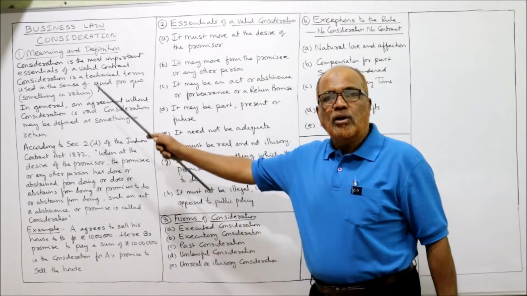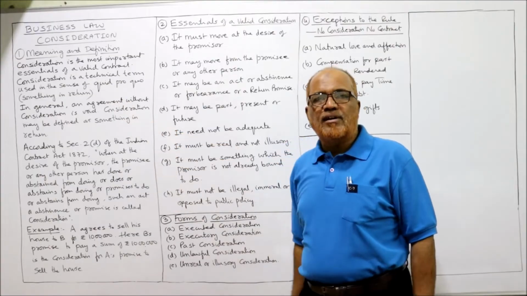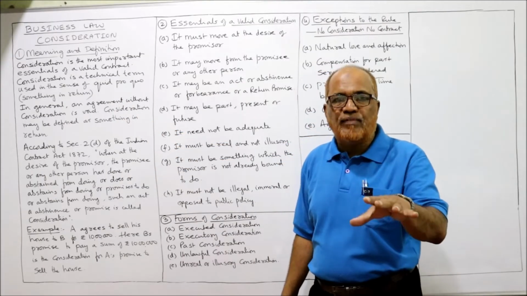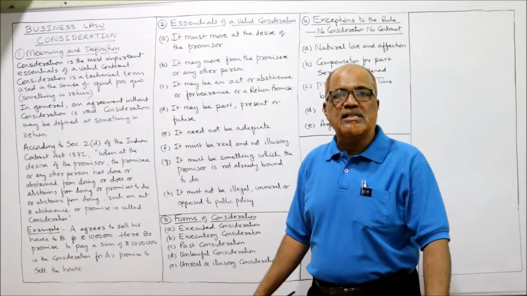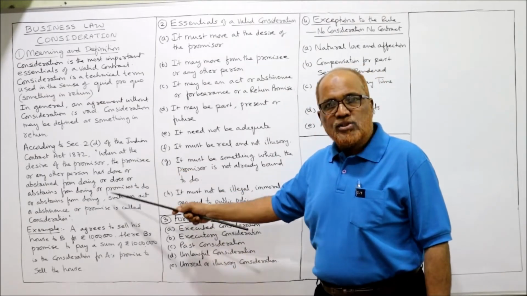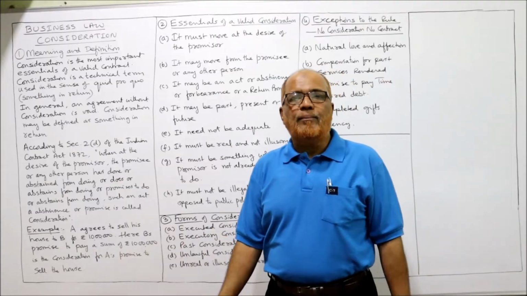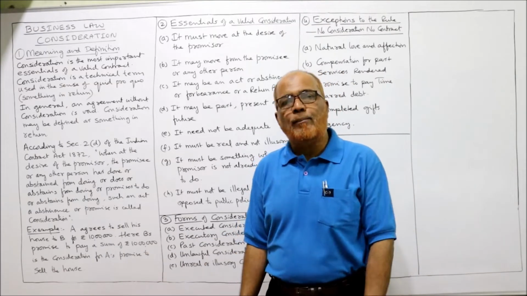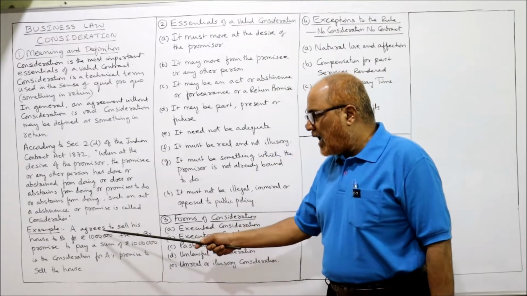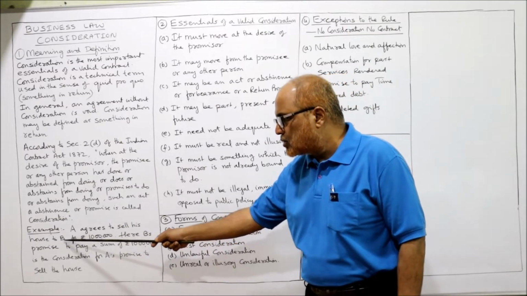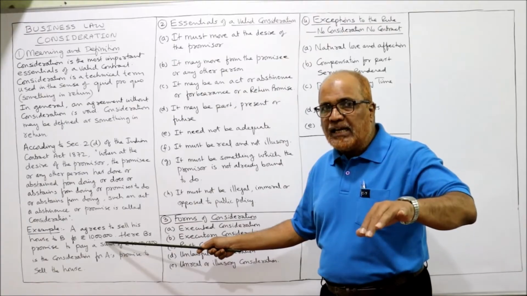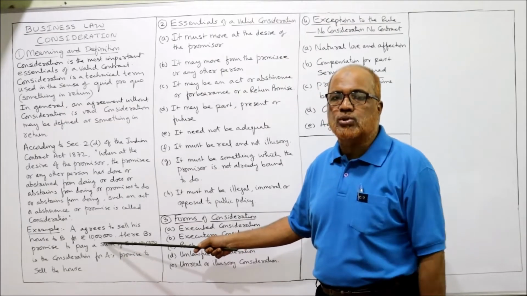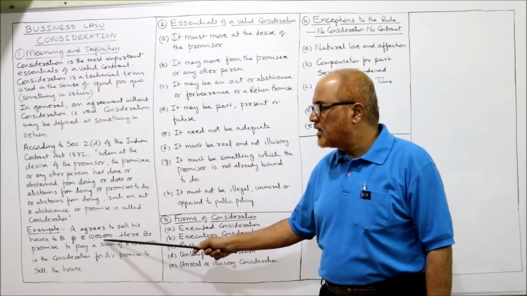So I have explained to you that the meaning of consideration is something in return. In every contract there should be something given and something received, according to Section 2(d). Now the example. Thirdly, I am giving you an example of consideration. A agrees to sell his house to B for rupees 10 lakh. Remember, A agrees to sell his house to B for rupees 10 lakh.